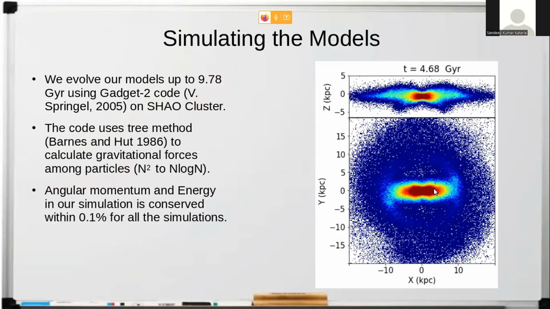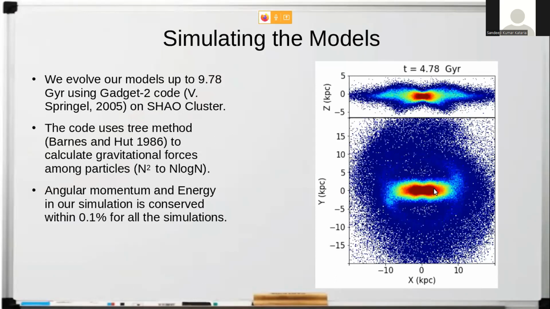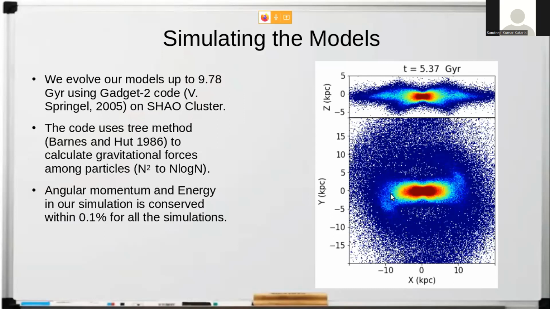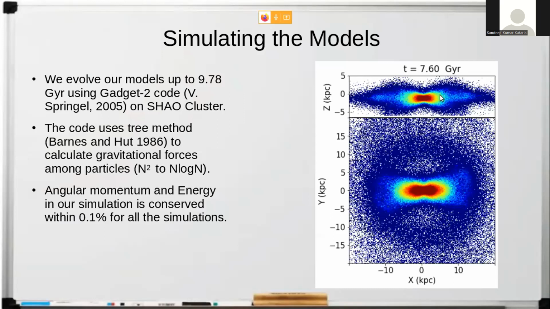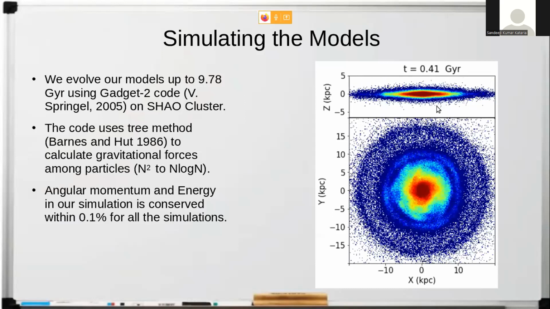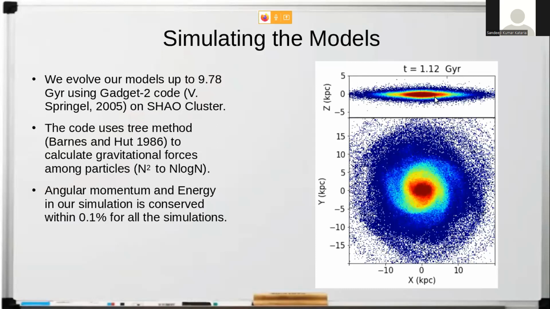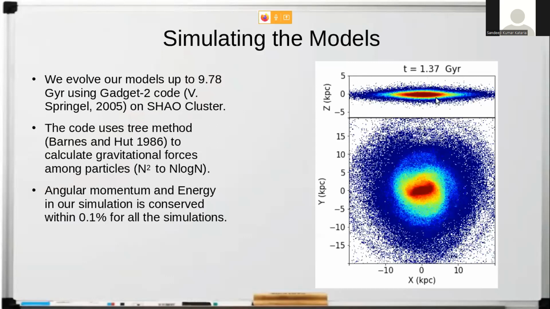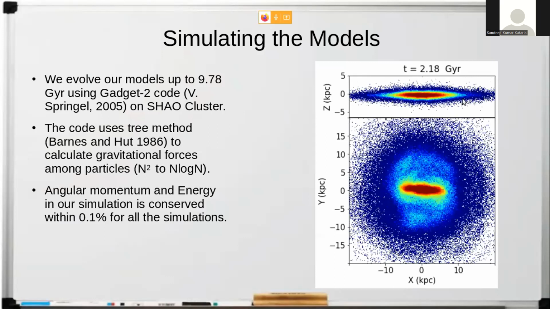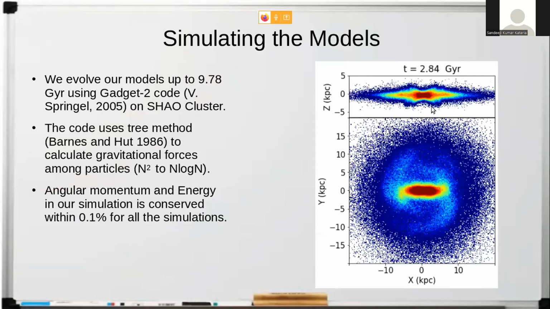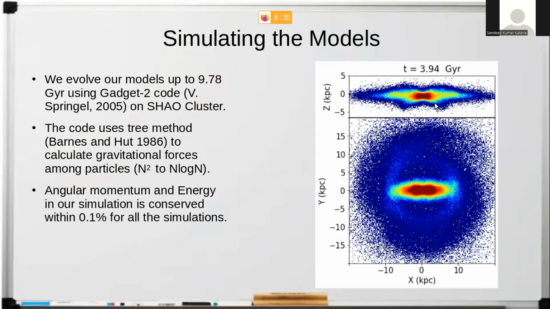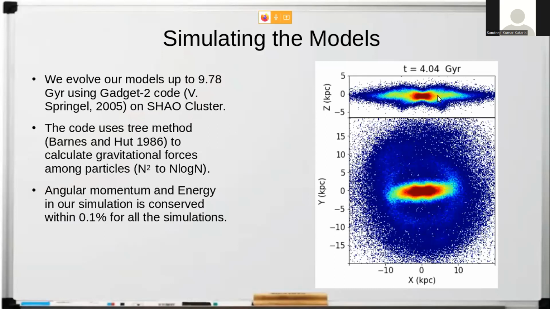Here it is currently evolving up to 6 gigahertz, and you can see a vertical thickening of the bar. Now it is starting, so you can see that the disk is exponential in the edge-on view, and now it starts buckling, then shows the vertical strength going on, and then you have a second buckling event, and then it again further decreases.